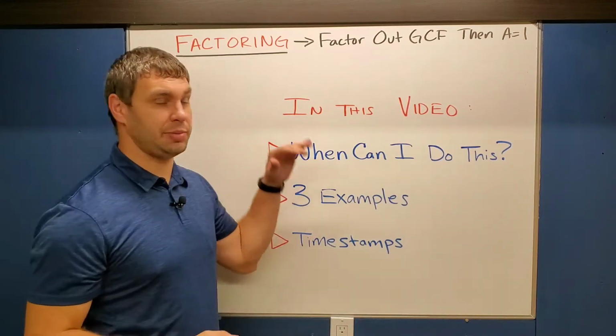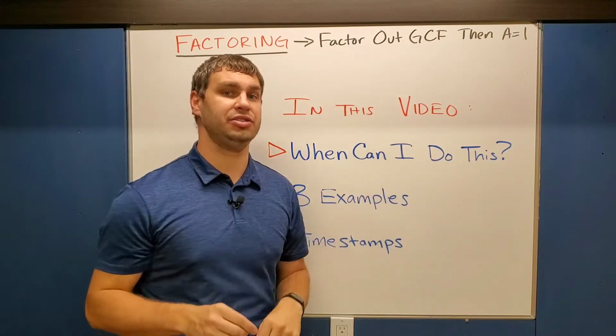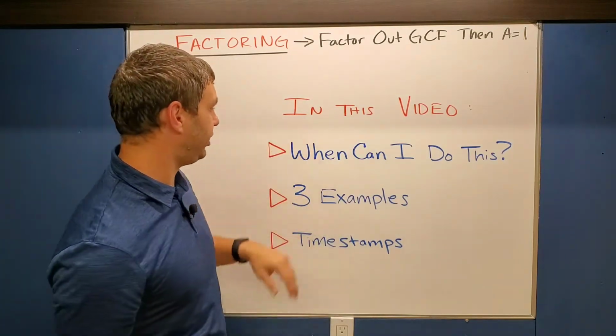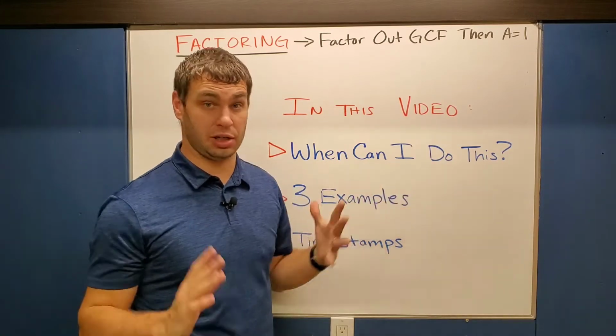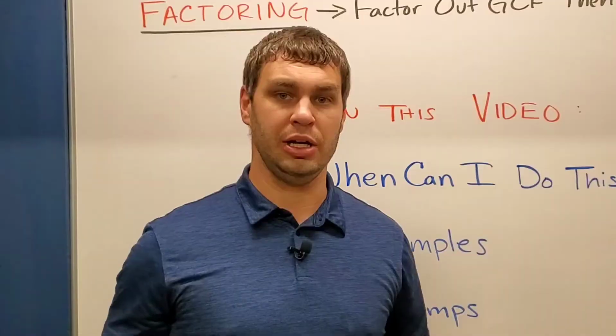In this video, we're talking all about factoring, and specifically when we can factor out a GCF, then our A term is going to be 1. In this video, we're going to learn when you can actually do this. You're not always able to. We're going to give you 3 examples, and remember, there's timestamps in the video player down below. So let's get into it.